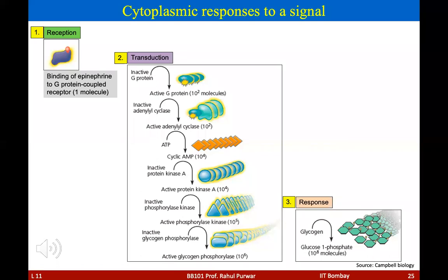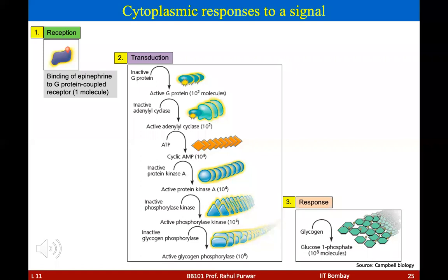Then the signal transduction pathway, transduction, is the second step, where the inactive G protein is made into active G protein, and then different relay molecules are working in tandem. And here you also see cyclic AMP, and many inactive protein kinases change into active protein kinases, and ultimately there's activation of glycogen phosphorylase, and this activation of glycogen phosphorylase is changing glycogen into glucose 1-phosphate and making many glucose molecules.